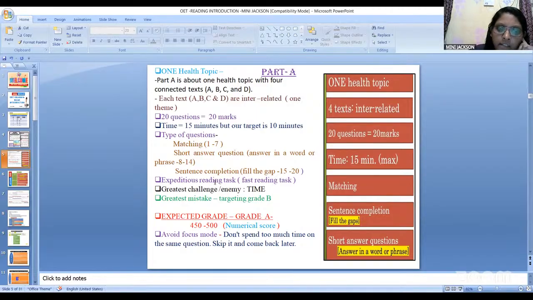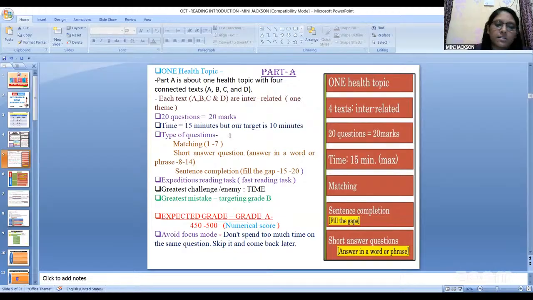Then the expeditious reading task, which means a fast reading task, because we have only 50 minutes and 20 questions. While looking at the questions the first time, we will feel how we are going to complete it within 50 minutes. But after getting the strategy and practice, we can complete it within 10 minutes.